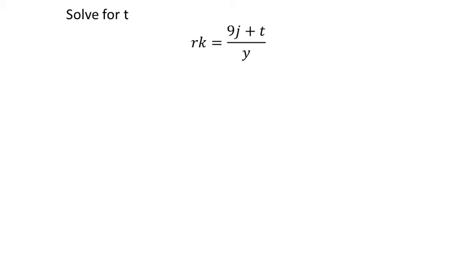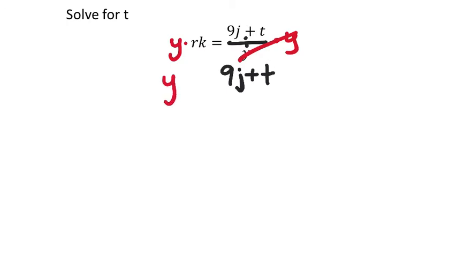We don't like fractions, so we want to get rid of that stuff. And remember, the fraction line itself is division. So if I want to get rid of the division, I'll have to use some multiplication. So I'm going to multiply both sides by y here to make that a phantom 1, which then leaves me with 9j plus t. See how this gets me a little bit closer to just t equals.